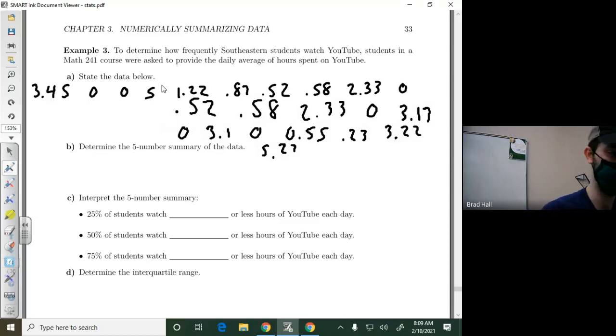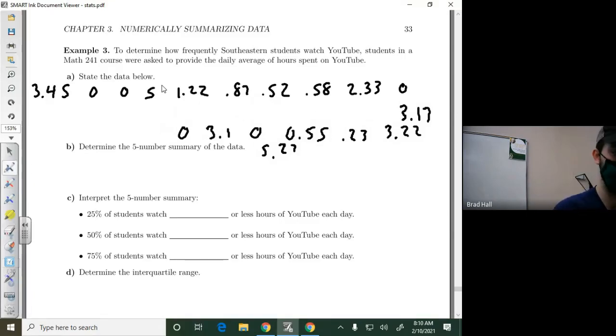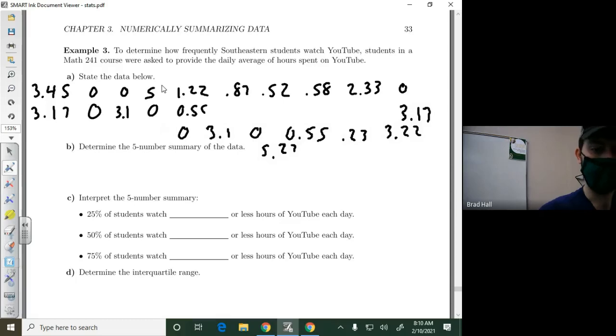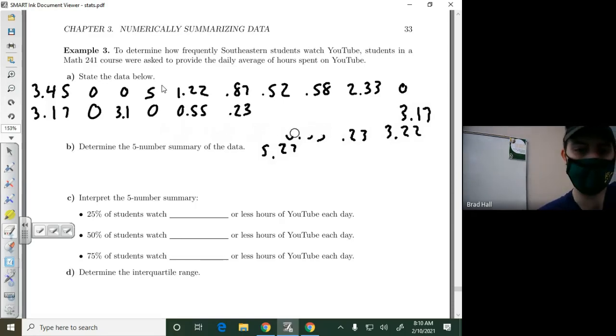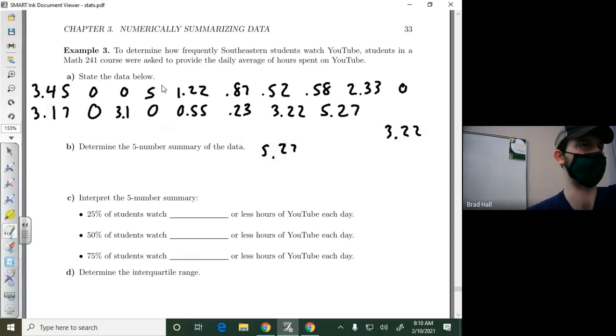2.33. So let's just clean this up a little bit. 3.17, 3.1, 0.55, 0.23. Takes care of those and that one. And we have a new outlier. I'm surprised mine isn't higher. I normally fall asleep with my YouTube on.